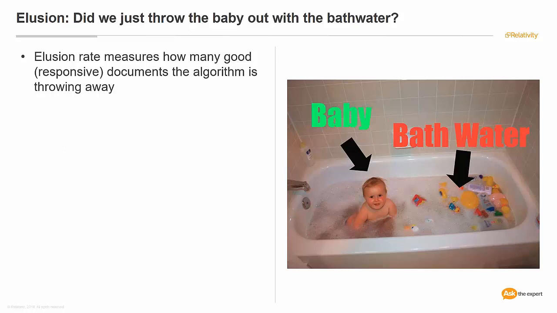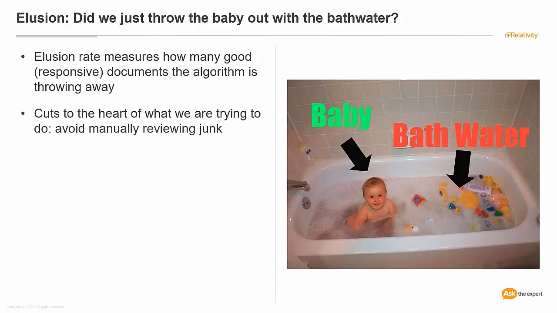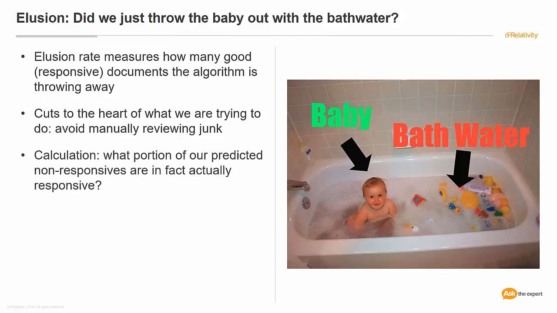How many of those are good? How many of those should we be keeping? Okay. So what I like about elusion is it really cuts to the core of what we're trying to do. The whole point of TAR is to avoid, or at least delay, reviewing junk. And this measures the penalty, the cost of that. How many errors are we introducing by that?